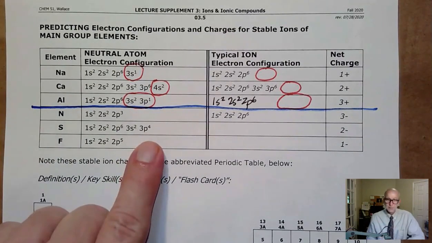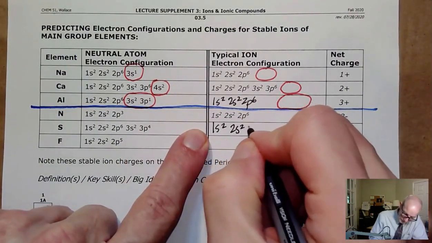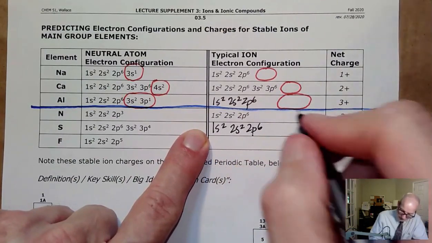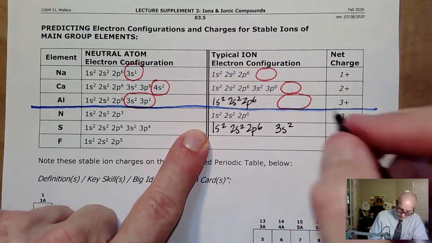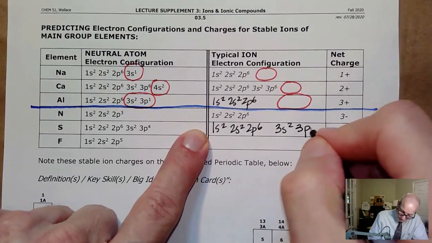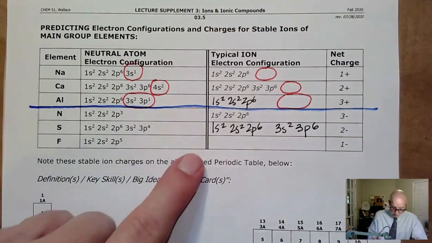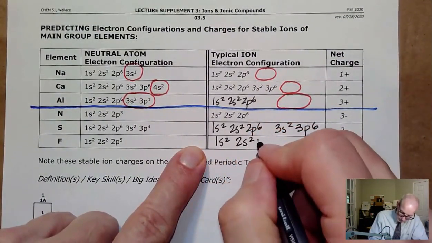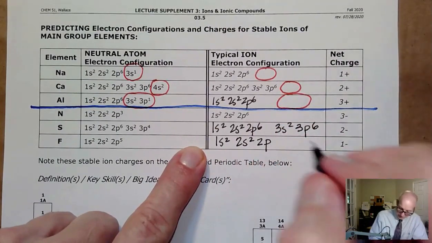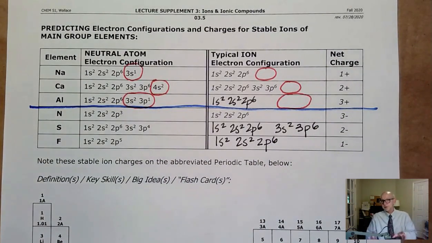So sulfur picks up 2 electrons. 1s2, 2s2, 2p6. And I go to those valence electrons. 3s2 is full. 3p6. Took on 2 more. Fluorine, similarly, 1s2, 2s2, 2p5 becomes 2p6. Now, hopefully you're saying, wait a minute, on those ions, I'm seeing a pattern.